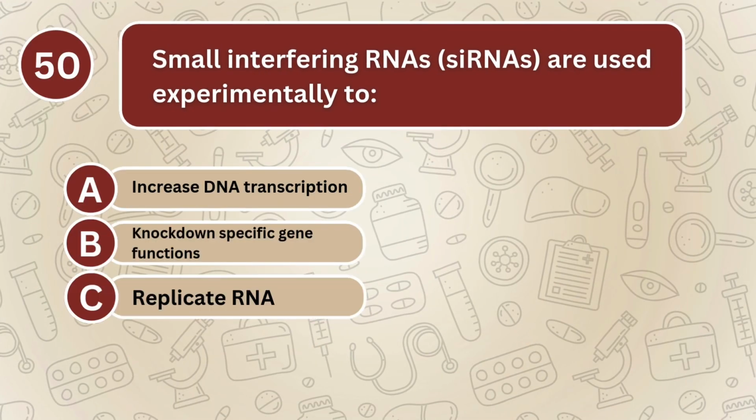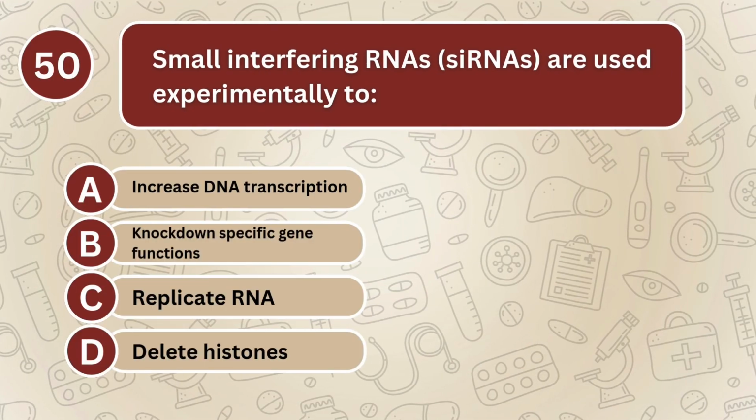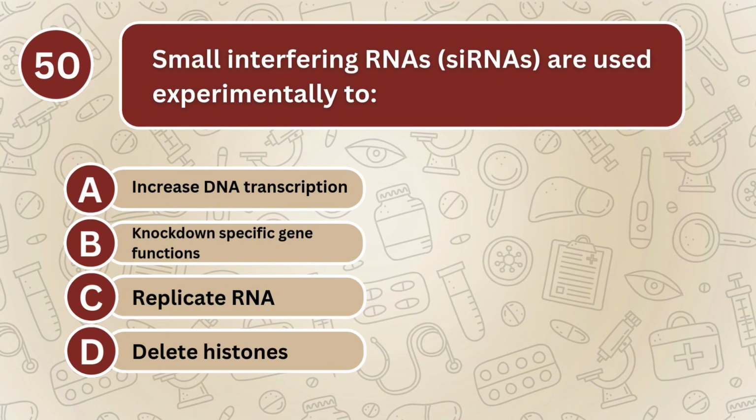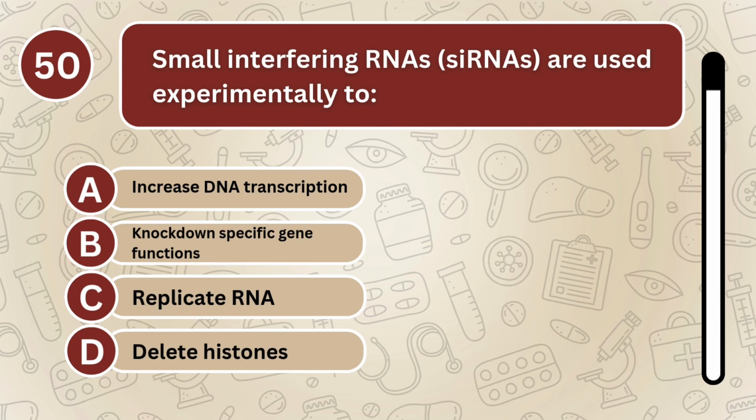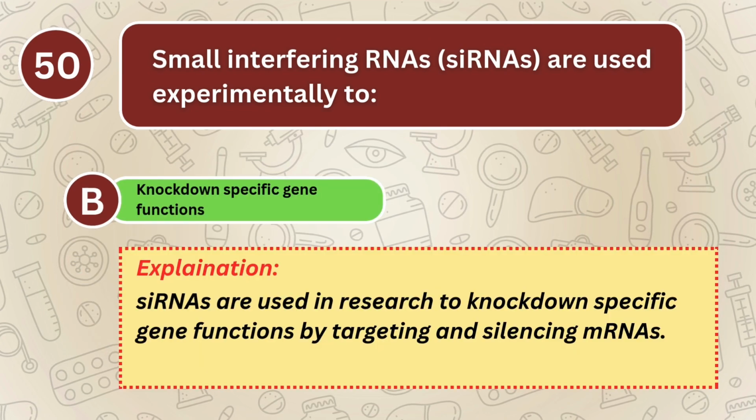Small interfering RNAs, siRNAs, are used experimentally to increase DNA transcription, knock down specific gene functions, replicate RNA, or delete histones. Correct answer is B. Knock down specific gene functions.